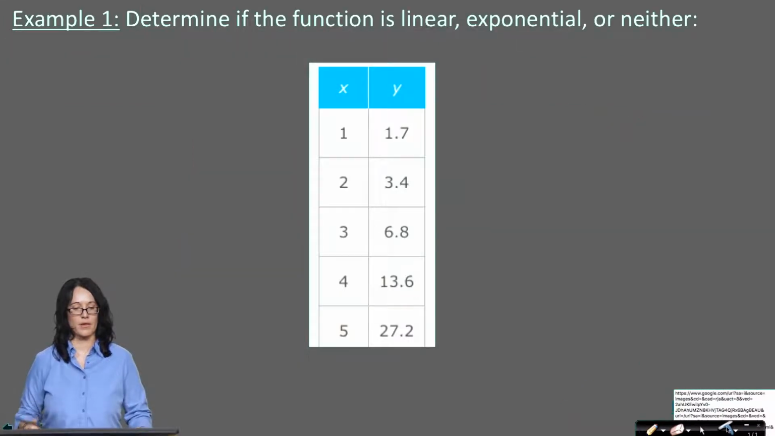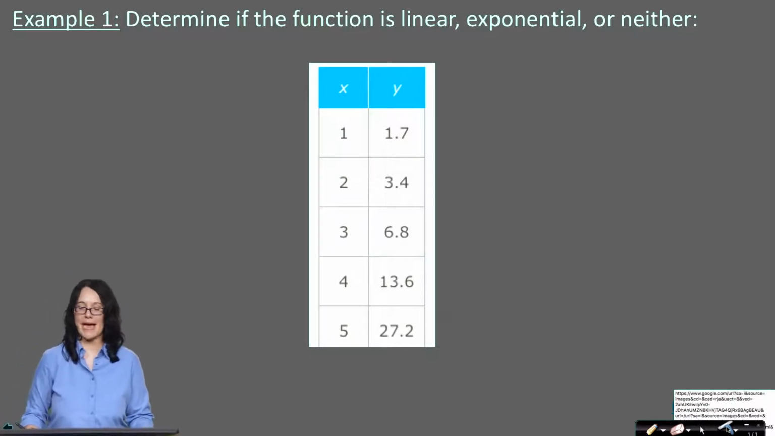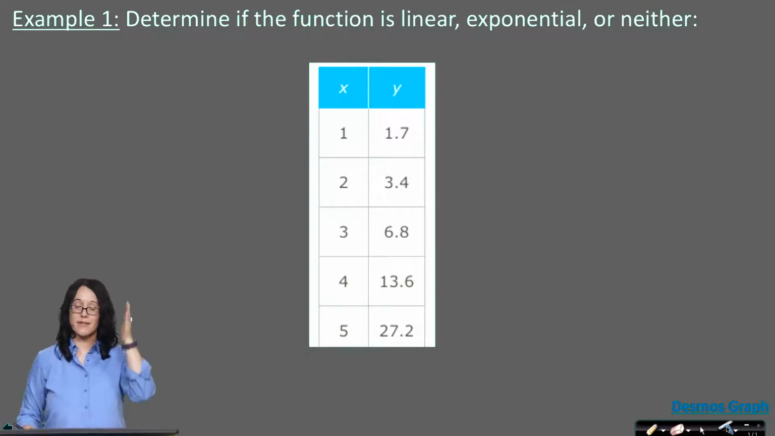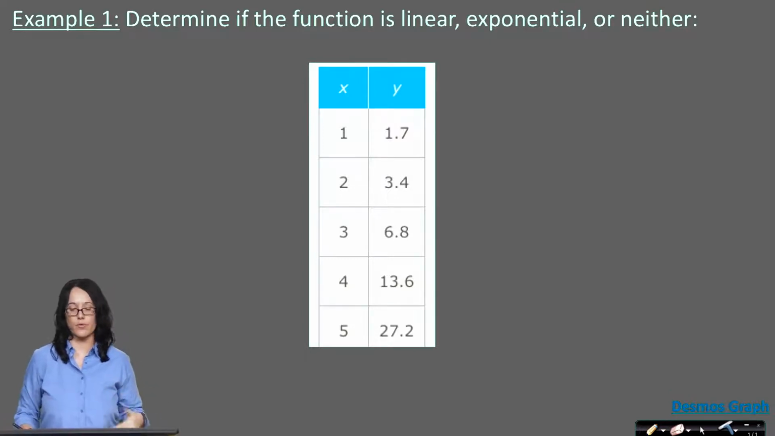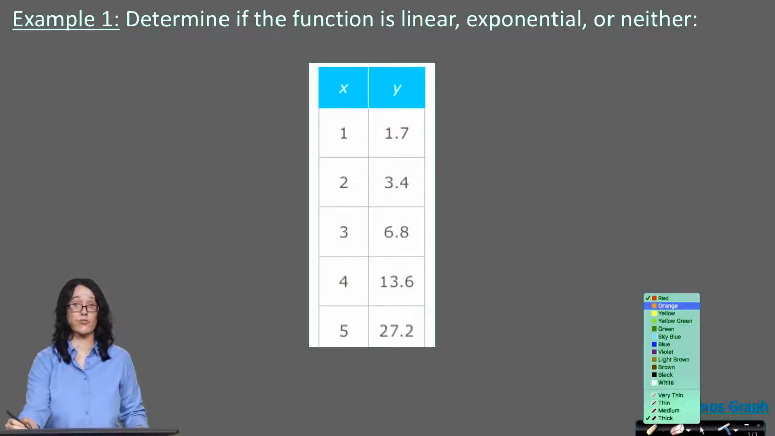decay. So here we have an example where we're told, okay, suppose you have an x set of values, 1 through 5, and you have outputs, your y set of values, 1.7, 3.4, 6.8, 13.6, 27.2. If I were to ask you, which type of growth do you think this is? It is growing, right, from day 1 to 5? Okay, we agree on that?